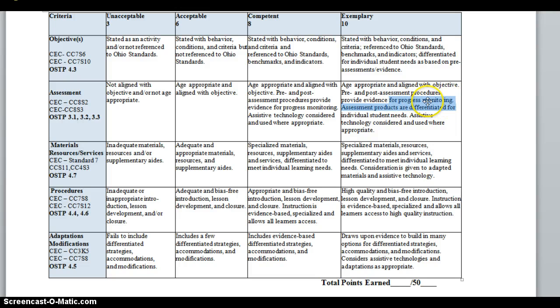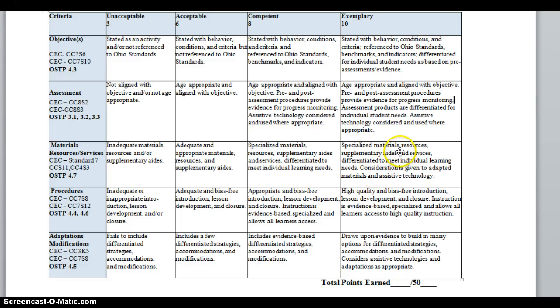Through what progress monitoring tool will you be using to record the student's progress toward their IEP goal? Also, your assessment products are differentiated for individual student needs, and there's a great part of the lesson plan that helps you with that. I can show you in a minute. And then assistive technology is considered and used where appropriate. Again, the difference between exemplary and competent is, did you have a differentiated assessment product?